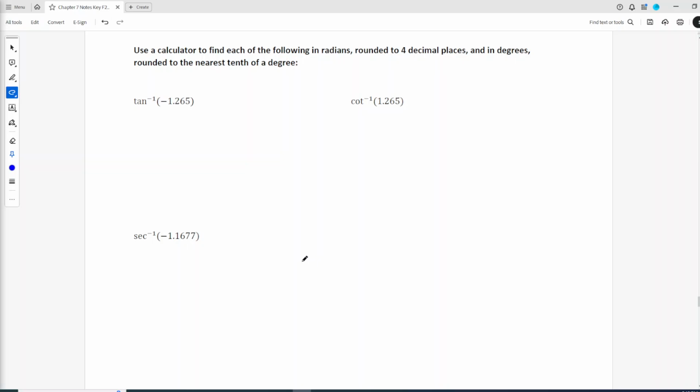So I'm just going to go inverse tan of negative 1.265, and I get, now this is my calculator in degrees, 51.7 rounded to the nearest tenth of a degree. Now for these ones, you just have to remember that rule for reciprocal. Your calculator does not have an inverse cotan button. So you're going to be inputting the inverse tan of 1 over 1.265, which is going to give us what? Inverse tan of 1 divided by 1.265, which gives us 38.3 degrees.